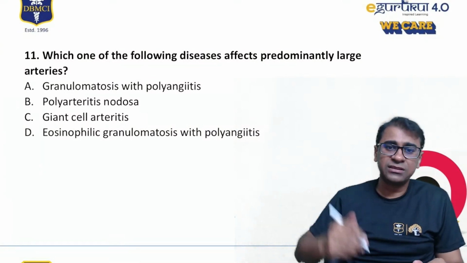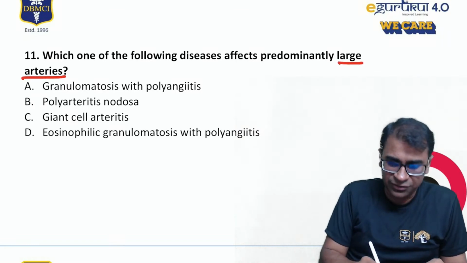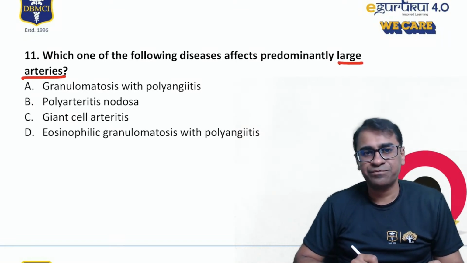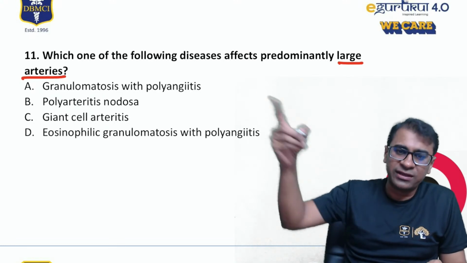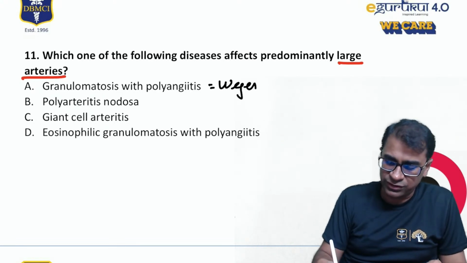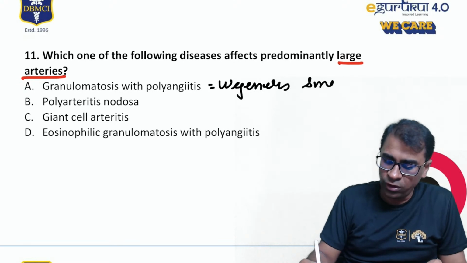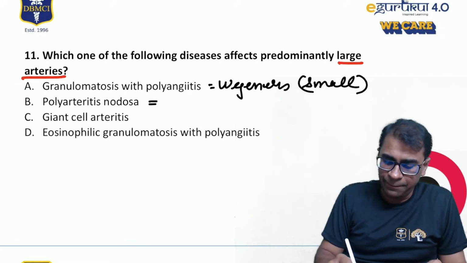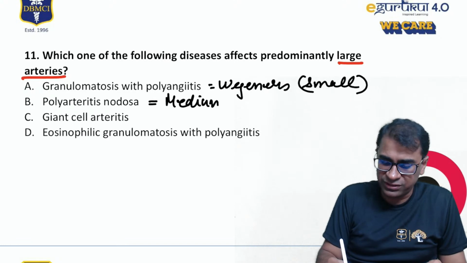The following disease affects predominantly the large arteries. What is the answer? Look, granulomatosis with polyangiitis, what is this? It is called Wegener's granulomatosis. And Wegener's is a small vessel vasculitis. PAN, you all know, is a medium vessel vasculitis.